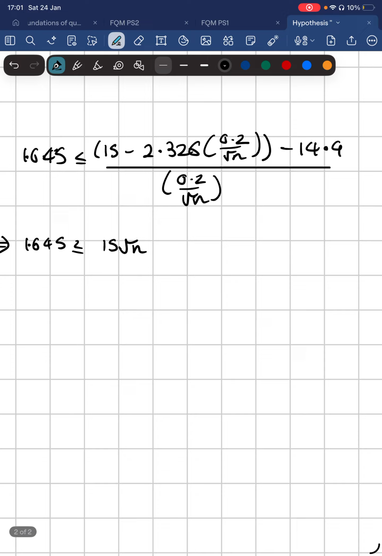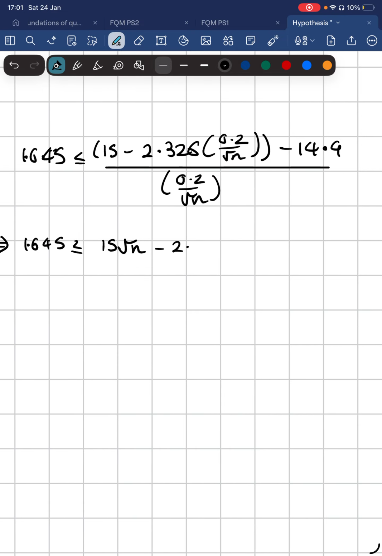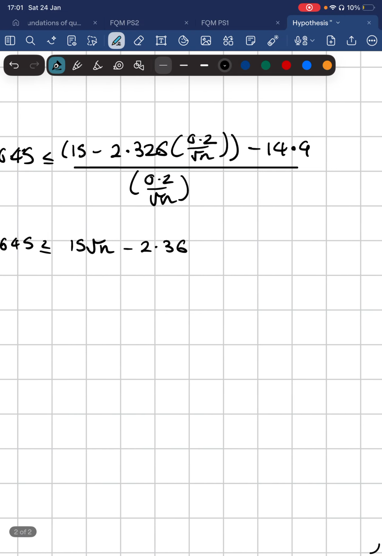So solving this inequality, we can multiply on both sides by 0.2 root n. If we multiply by root n on both sides, that is useful. So we can bring it up on this side. So we've got 1.645 less than or equal to. And then I can go term-wise on each of these things. So I have 15 root n minus 2.326 times, and then this is root n over root n, so that's going to cancel.